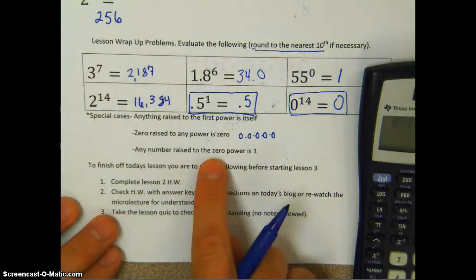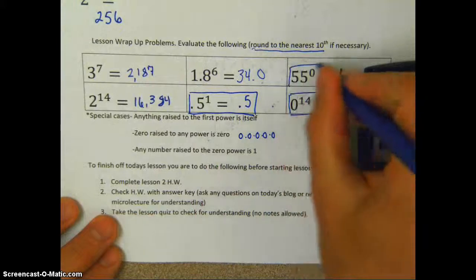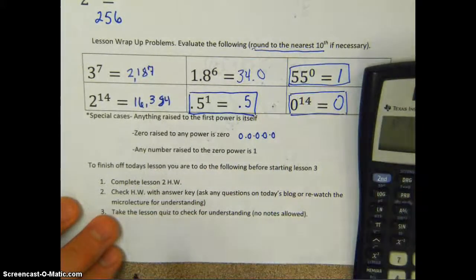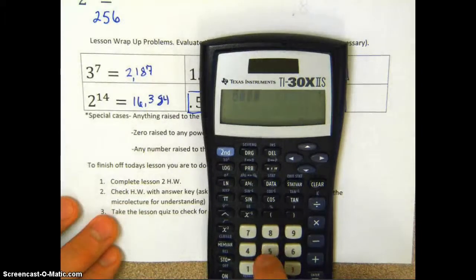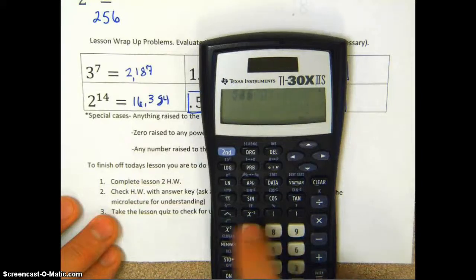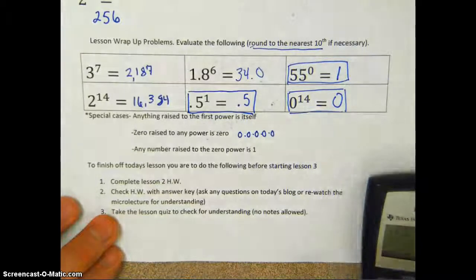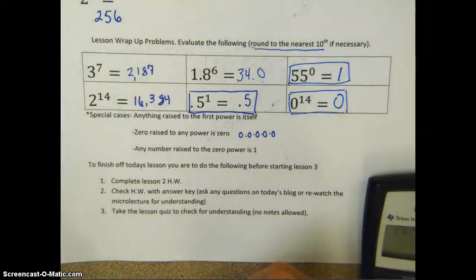And any number raised to the 0 power is 1. So I'm raising it to the 0 power, and it's 1. Anything. I could go 445 to the 0 power, it's going to be 1. I can go 78 to the 0 power, it's 1. So those are just some special cases that come along with exponents.